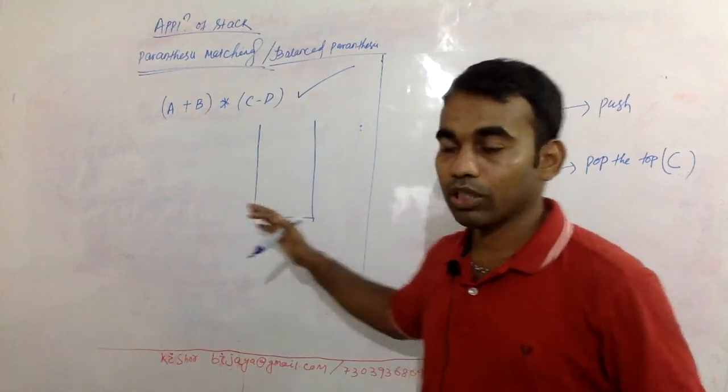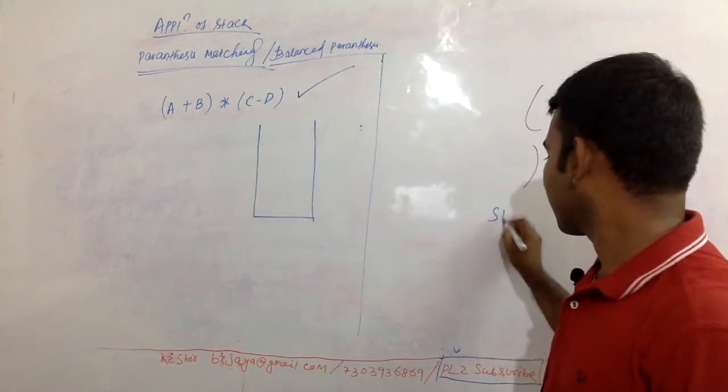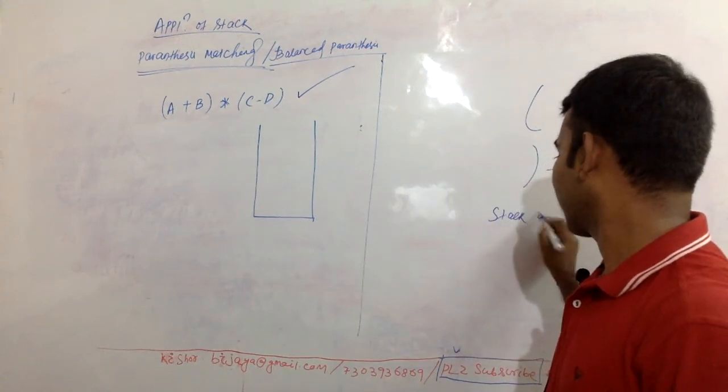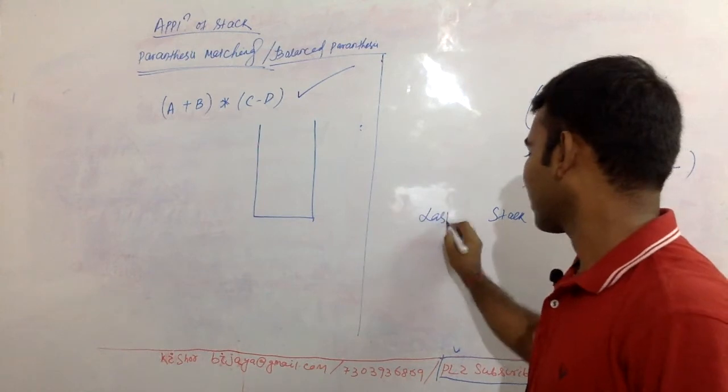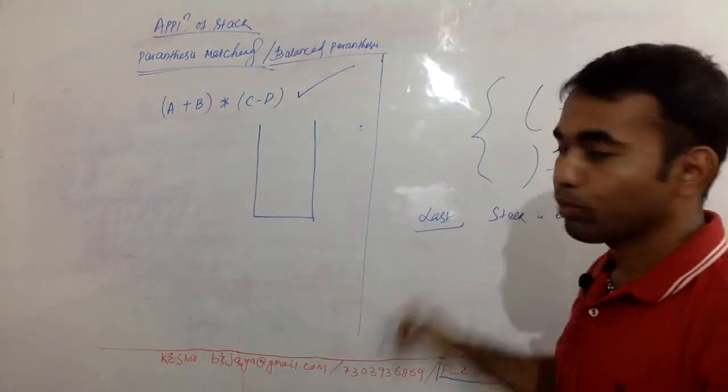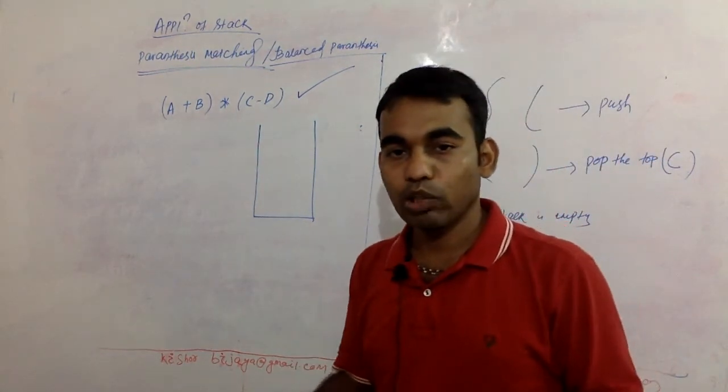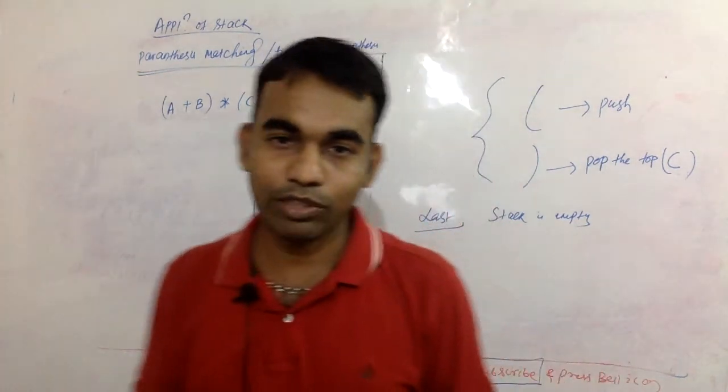At last, you will check that the stack is empty. This is the last step. You will keep on doing this in a loop, but that's okay. We will write down the algorithm and all.